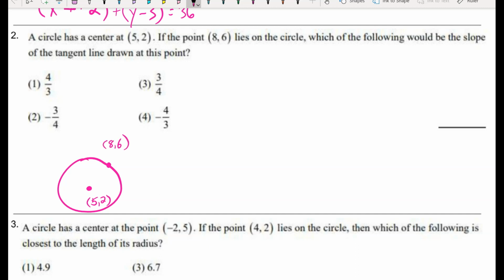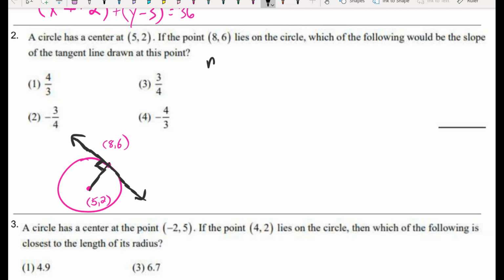If I want the slope of the tangent line, the problem is I only know one point on the line. I need to know 2 points to find a slope. But what I could do is find the slope of the radius and then take the negative reciprocal because I know it'll be perpendicular to my tangent line.